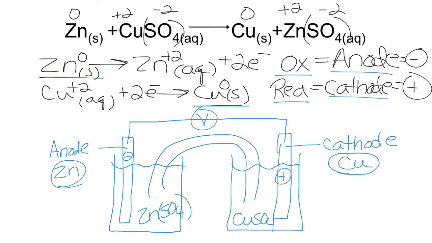And then again, a couple of things. The zinc metal would be getting consumed, so that would decrease over time. The copper is getting produced, so the copper would increase over time. So we still have conservation of mass, but one's going to get a little smaller, one's going to get a little heavier.